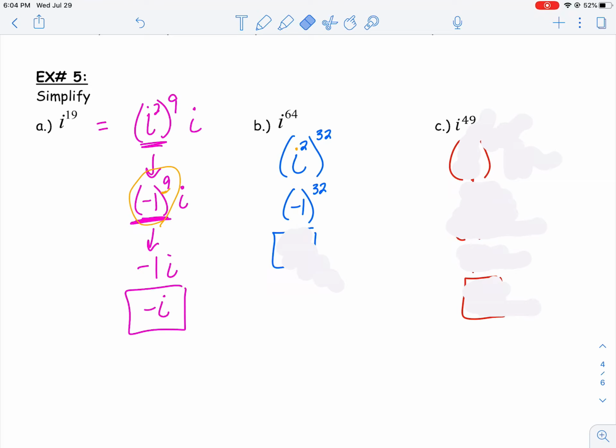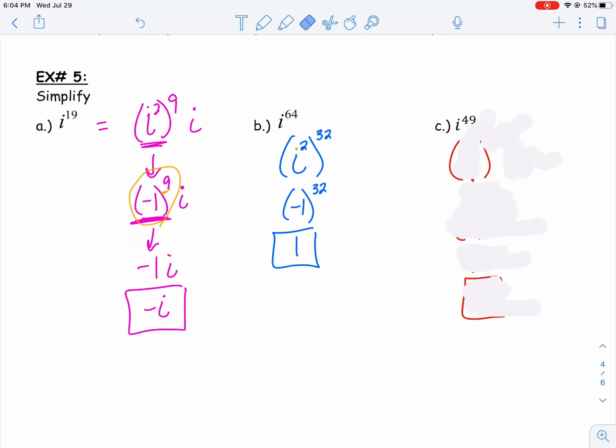Well, if I have -1 and I multiply it 32 times, an even number of times, isn't an even number of negatives going to be positive? So I know that -1 to the 32nd power is really going to be +1. So i to the 64th is really just equal to 1.